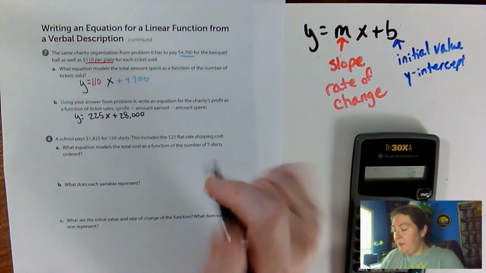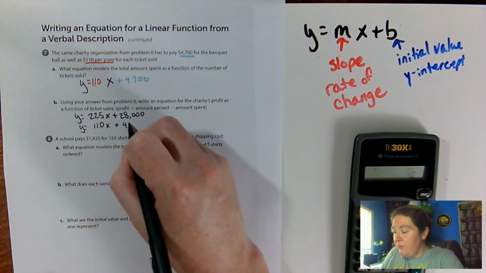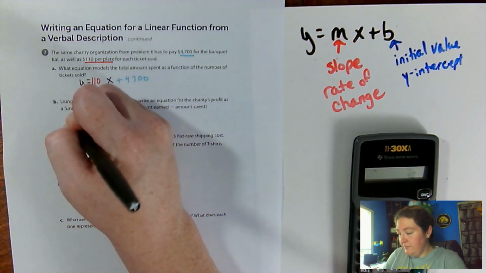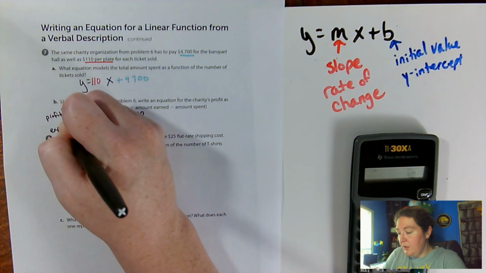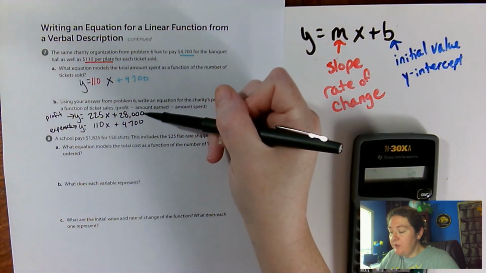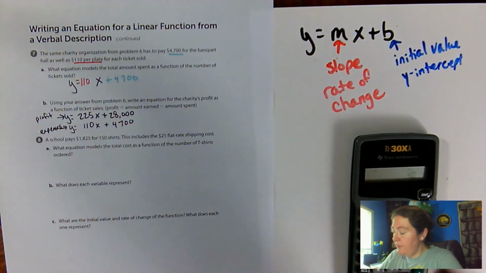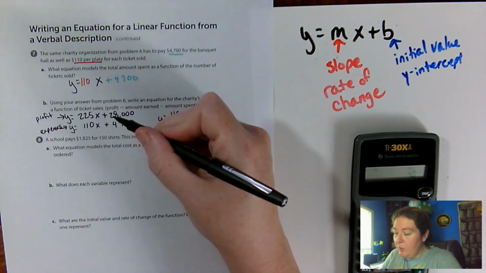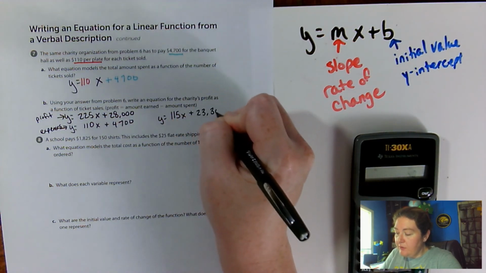The other equation that I came up with was y equals 110x plus 4,700. So this one is my profit. This is my expenses. And just, you know, common sense, the way that we know this works, we have to subtract these two. Alright, so 225 minus 110 gives me 115. 28,000 minus 4,700 equals 23,300.